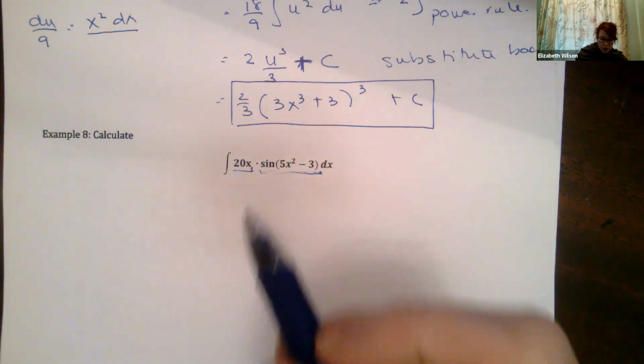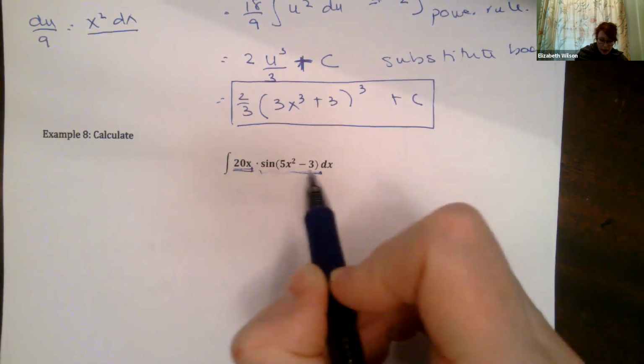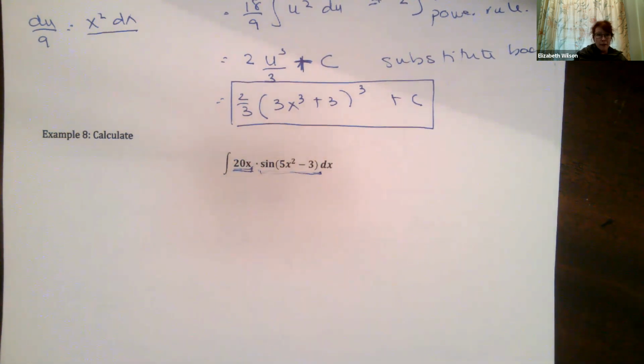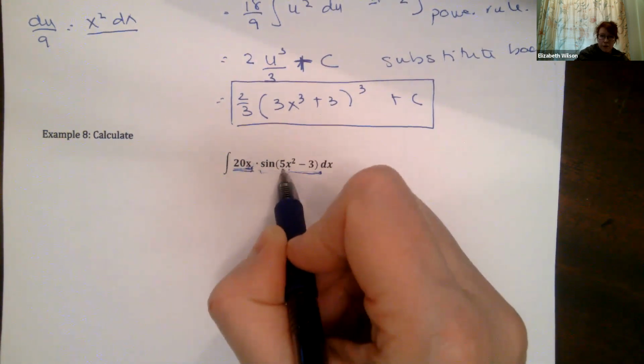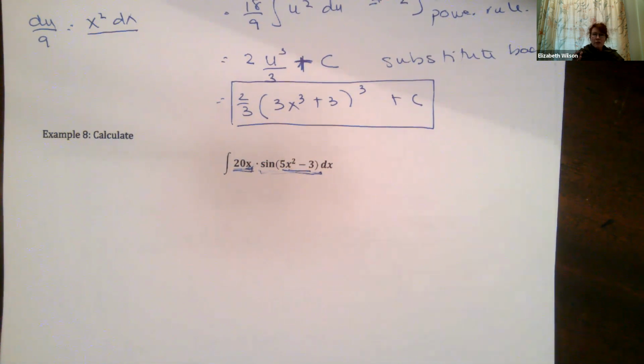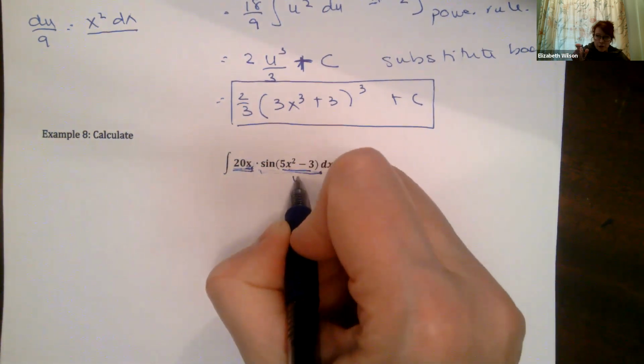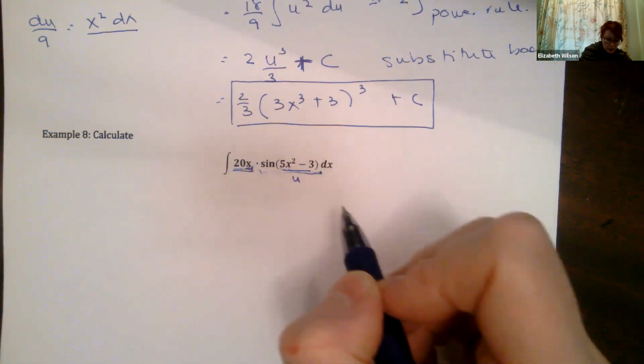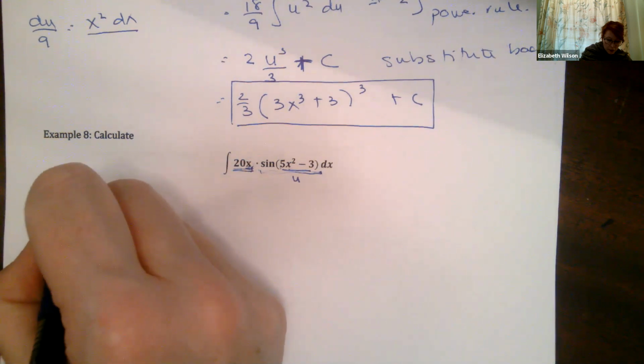So 20 times x, and look, x is a derivative of x squared. When I take the derivative of x squared, I'm going to get x. There's a constant multiplier, but still, x is a derivative of x squared. That means I have a derivative of my inner function here, so I don't have to do anything overly complex. I can think about substitution first as a first path. I'm going to think about my inner function, my g of x, the f of g of x, as being 5x squared minus 3. Let's see what happens. So u equals 5x squared minus 3.